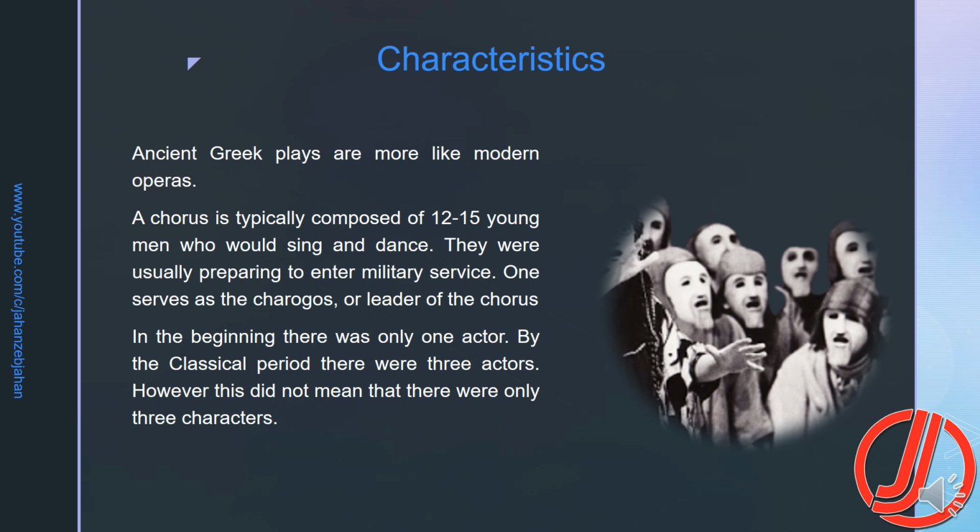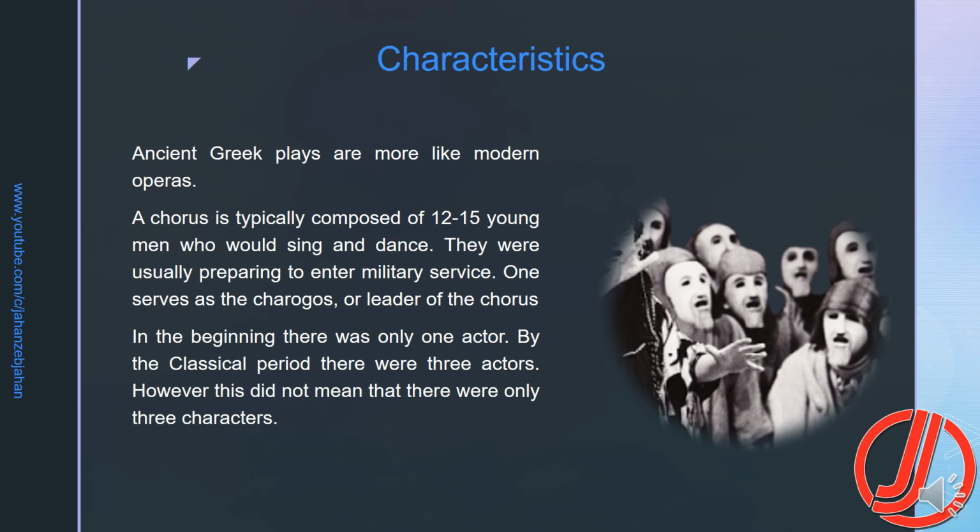So a chorus is more typically composed of 12 to 15 young men who would sing and dance. Like in Oedipus Rex, there are 15 choral members. They were usually preparing to enter military service, and one serves as a choragus, the leader of the chorus. So from those chorus people, one person is always there who talks and represents those chorus who are representing the audience. So that person is basically the choragus.